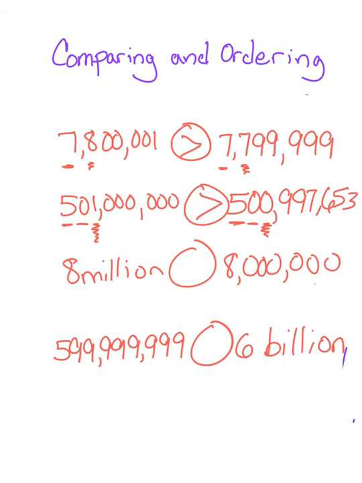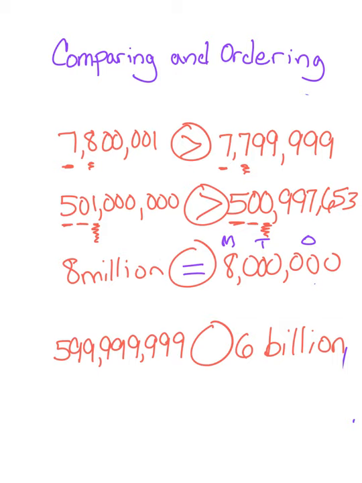The next one. The first one says 8 million. Well, if we think about what we've learned, we know that these numbers are in the ones period. These are in the thousands. And this 8 is, of course, in the millions. So it just so happens that these two are the same. So we would read this as 8 million is equal to 8 million.